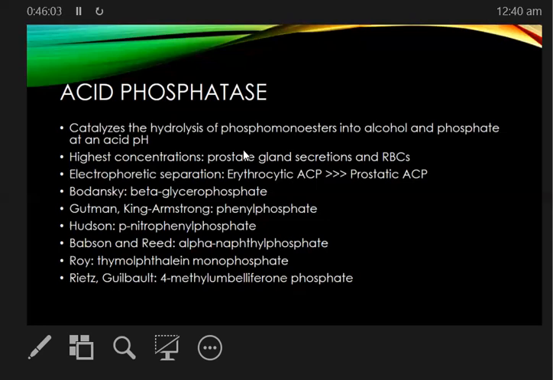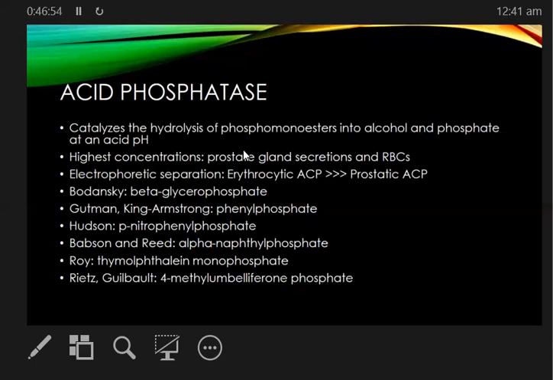So when it comes to the substrates used, please do not forget, for your Bodansky, it makes use of your beta glycerophosphate. Gutman King Armstrong makes use of your phenyl phosphate. Babson and Reed, Hudson pala. Hudson, we have para-nitrophenyl phosphate, and then we have your Babson and Reed, alpha-naphthyl phosphate. Roy method, we have your thymolphthalein monophosphate, and Ritz and Gibault, we have 4-methylumbelliferone phosphate. Okay, so those are the different substrates.